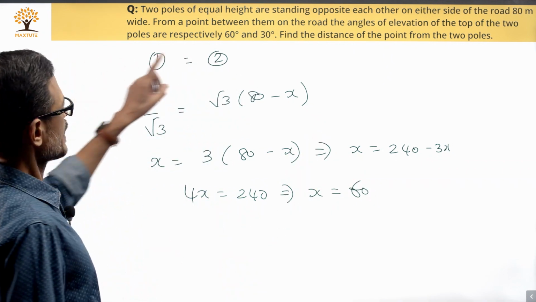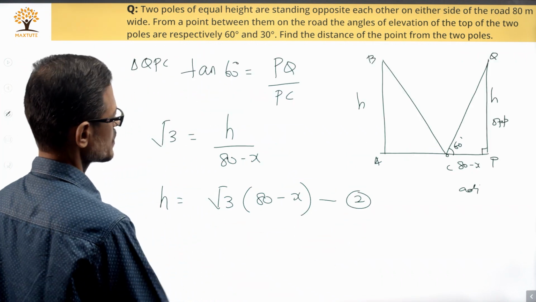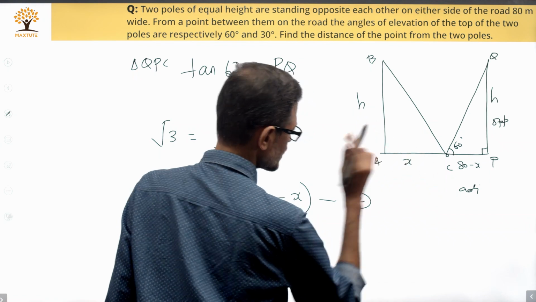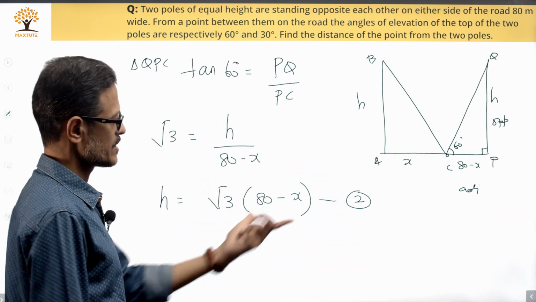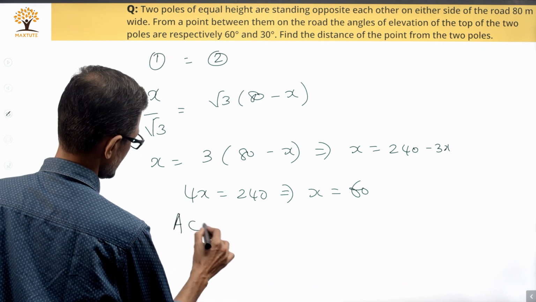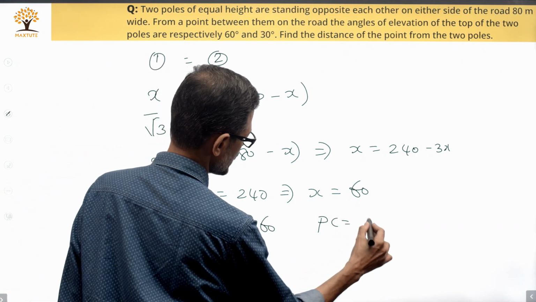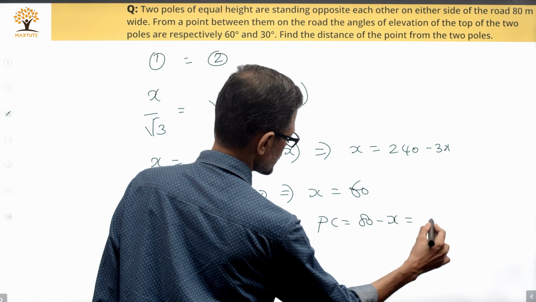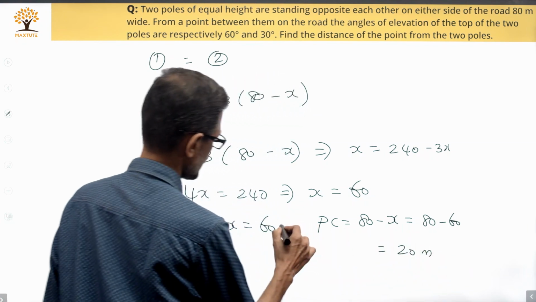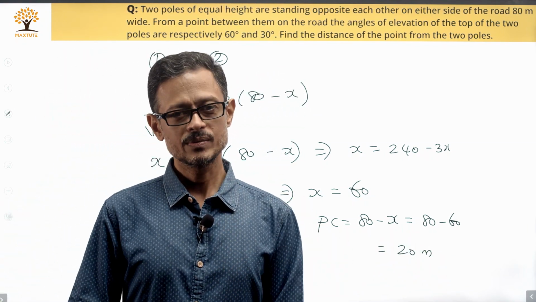Now, what did we have to find out? The distance of the point from the two poles. What did we say the distance of the point from the two poles are? One is x. So, x we have found it to be equal to 60. The other one, AC is equal to x, which is equal to 60. PC is equal to 80 minus x, which is 80 minus 60, which is equal to 20 meters. So, the point is 60 meters from one pole and 20 meters from the second pole.